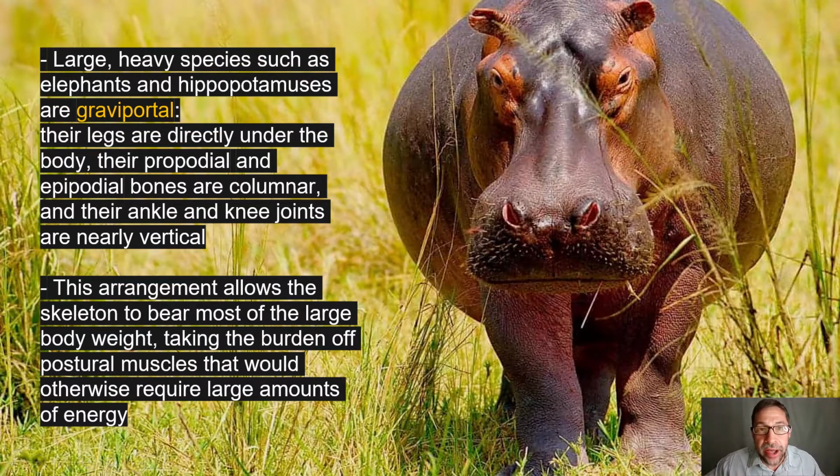With respect to number one, support and stability, large, heavy species of mammals like elephants and this rotund hippopotamus are gravigrade, meaning that their legs are directly under the body. Further, their leg bones are columns, and their ankle and knee joints are nearly vertical. Collectively, this skeletal arrangement allows the skeleton to bear most of that large body mass, taking the burden off of the postural muscles that would otherwise require large amounts of energy to support and stabilize this massive hippopotamus.